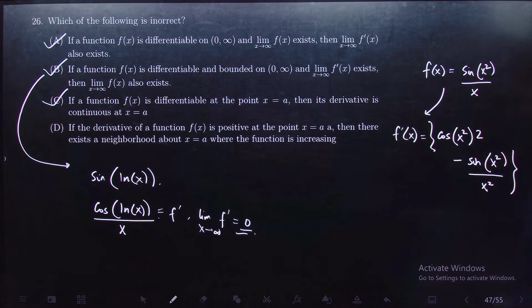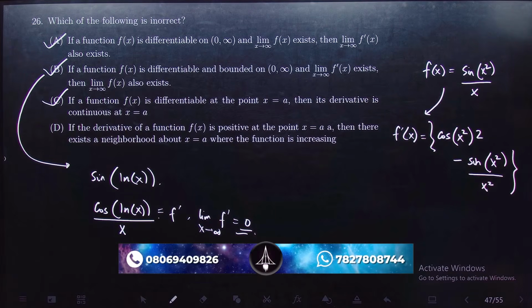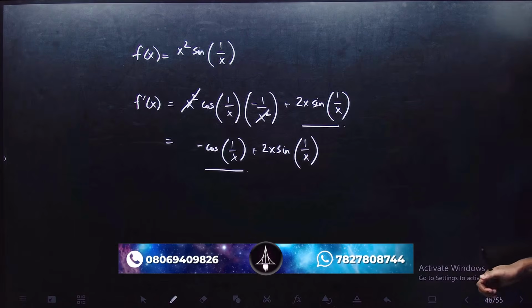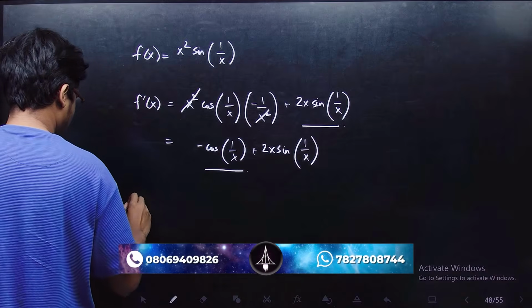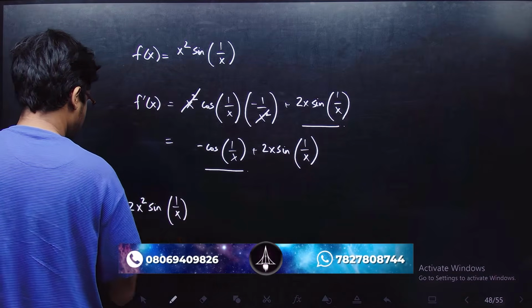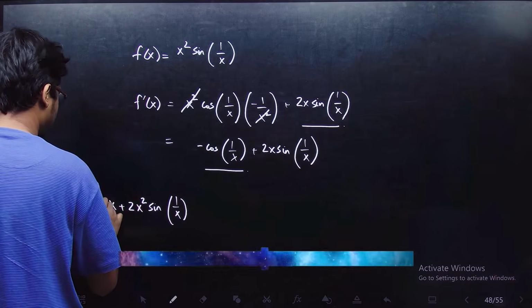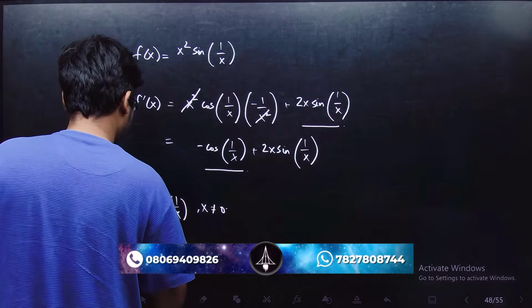Alright, and coming to option D, if the derivative of a function is positive at the point x equal to a, then there exists a neighborhood about x equal to a where the function is increasing, right? So for this, we have to calculate the derivative of this function. Suppose I take a function that looks like x plus 2x square sine 1 by x, okay? So this is my function where x is non-zero, and it's 0 when x is equal to 0.